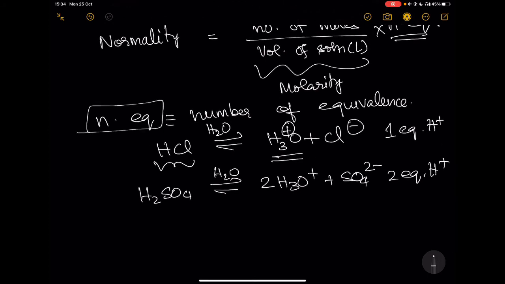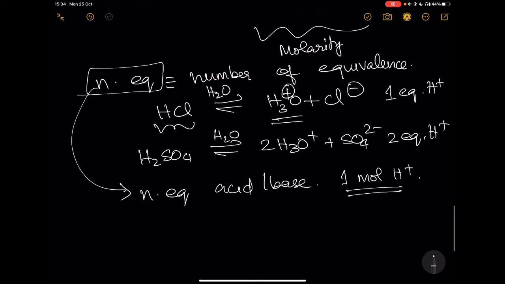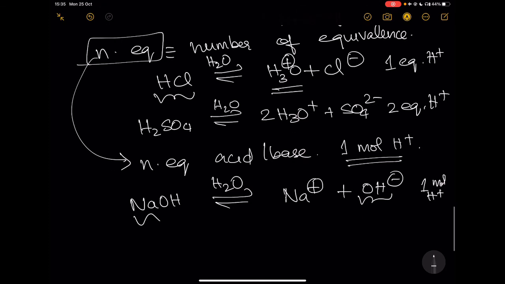So the number of equivalents in the case of an acid or base is defined as the amount of substance that is required to generate 1 mole of H plus ions or quench 1 mole of H plus ions. For instance, if you're talking about NaOH, you're going to have Na plus, that is hydrated, plus OH minus ions. So this is going to end up quenching 1 mole of H plus. So the equivalence of NaOH is equal to 1.